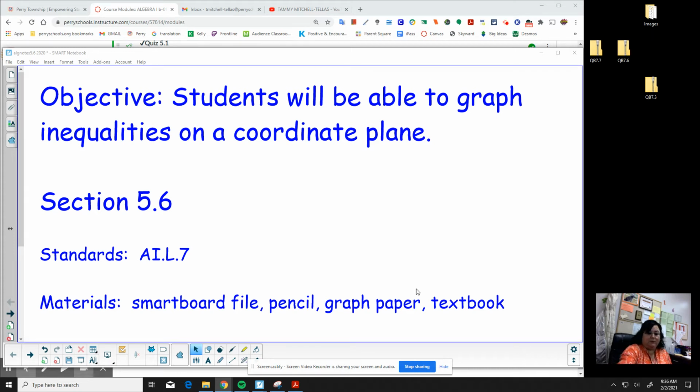We are going to go over the first part of 5.6, then we'll do a quick worksheet, and then we will do the second part of 5.6 on a separate video, and then you'll work on Big Ideas. All right, so here we go. We're going to learn this week how to graph inequalities on a coordinate plane, and this is section 5.6.